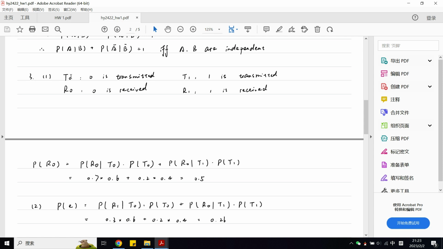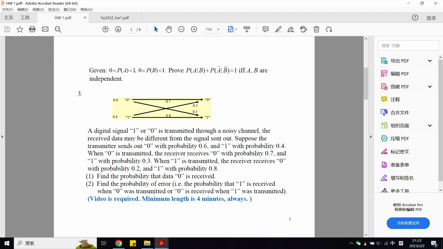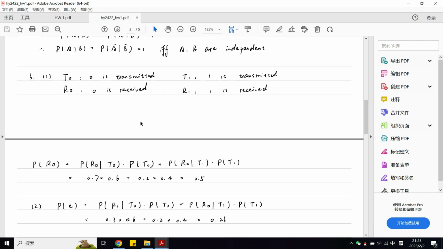So we need to do some calculations to add these two parts, and finally we can get the probability that data 0 is received. So firstly, I suppose T0 is when 0 is transmitted, T1 is when 1 is transmitted, R0 is when 0 is received, and R1 is when 1 is received. And then we do the calculation to find the probability that data 0 is received.